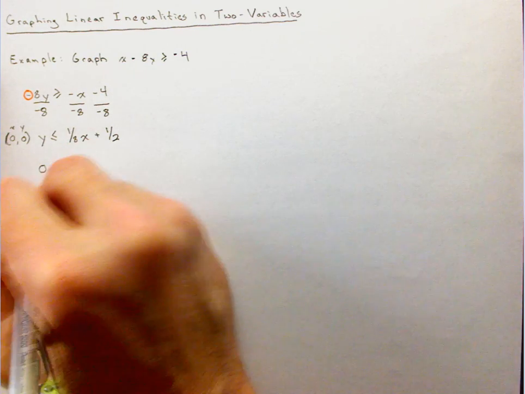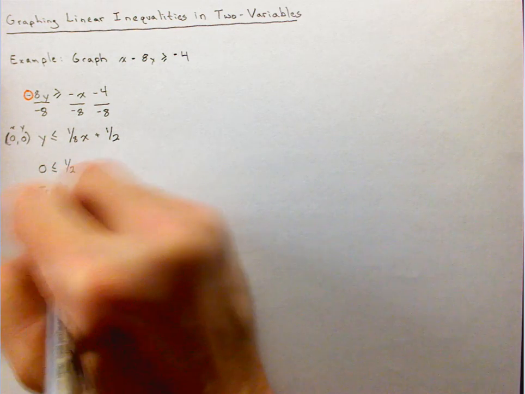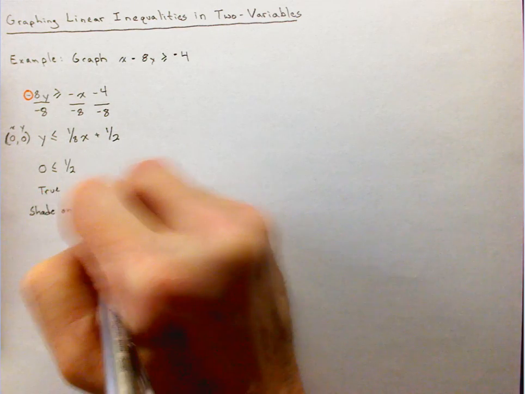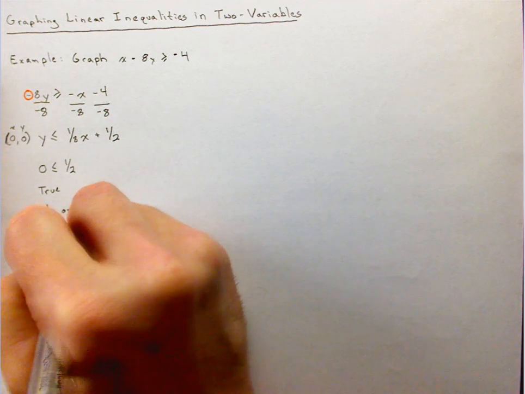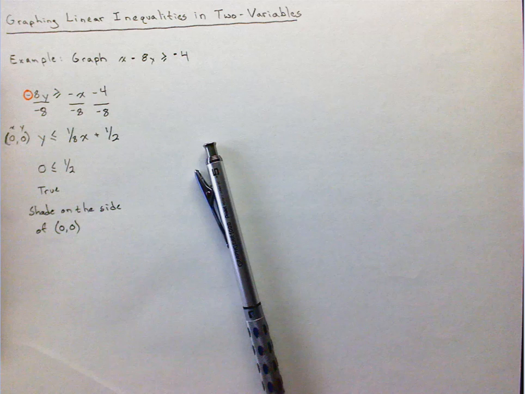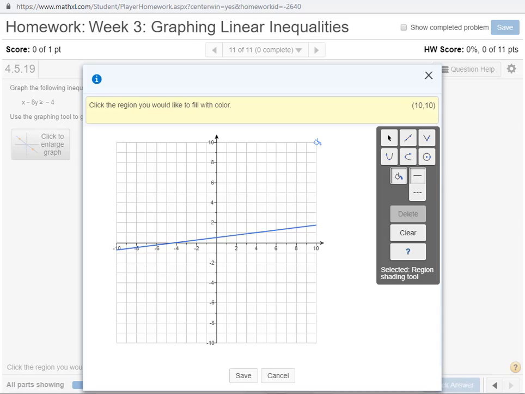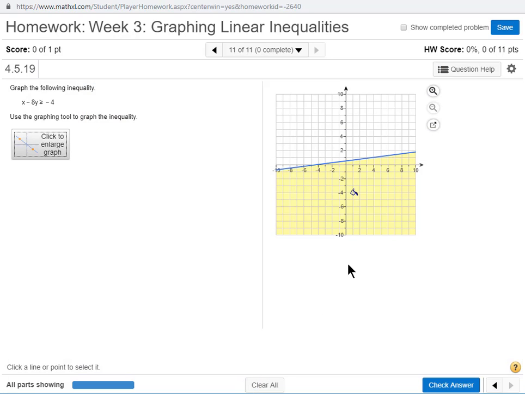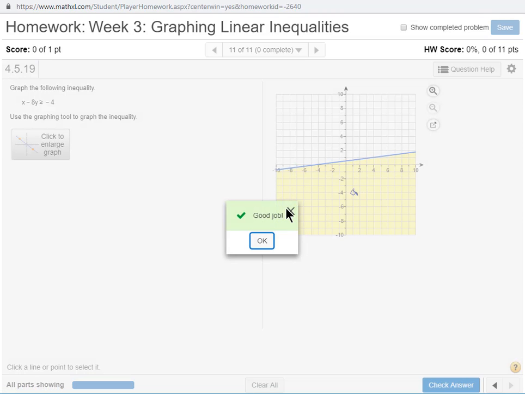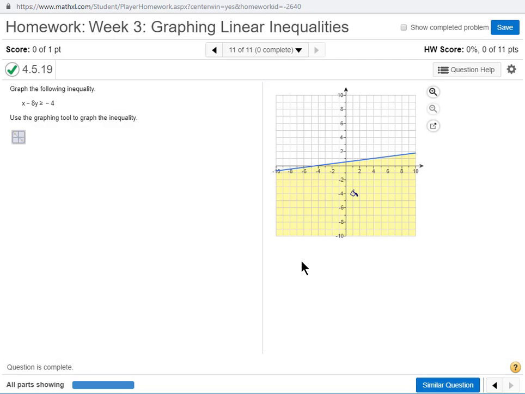True statement. So therefore I'm going to shade on the side of the point or coordinate I selected, which was 0, 0. So I'm going to shade on the side where my origin was, and I'm going to click there and shade it. And I think we have that. There we go. So let's check our answer. Yay. We got it. It's almost like a series of 3 steps.